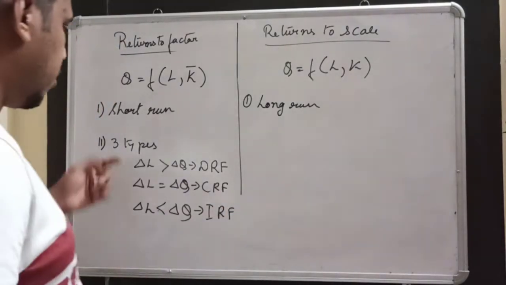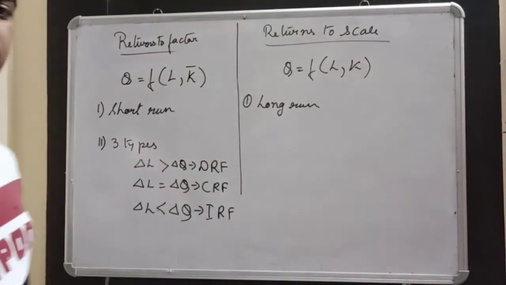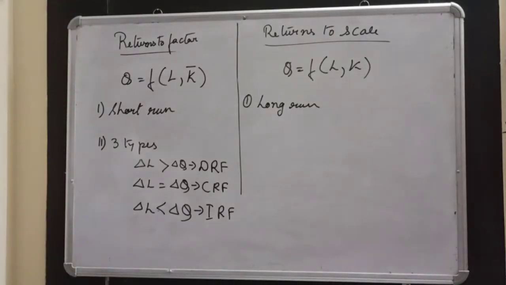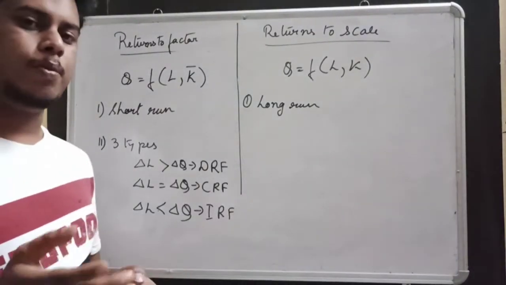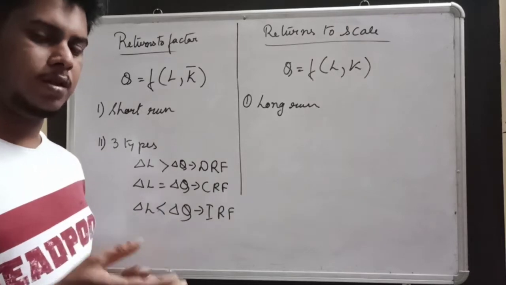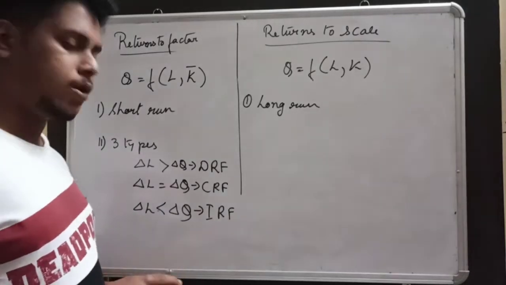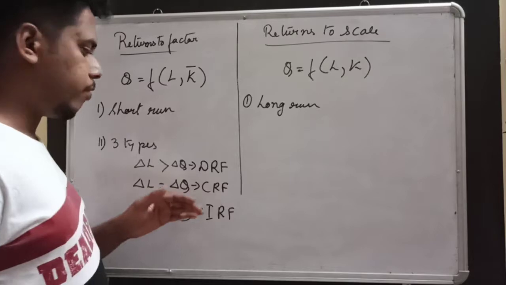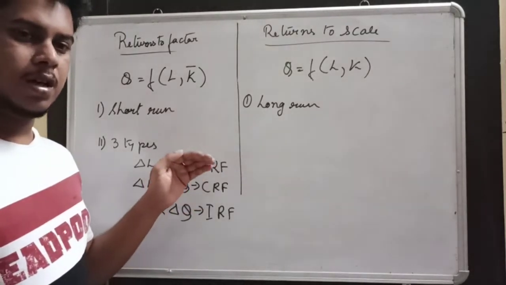Okay, so here we have only changed the labor, that is the variable input, and depending upon the proportion of change in the variable inputs and the proportional change in output, the returns to factor can be classified under three heads.